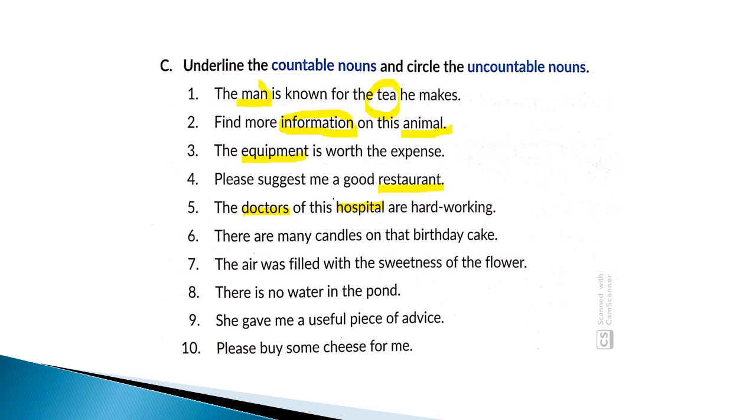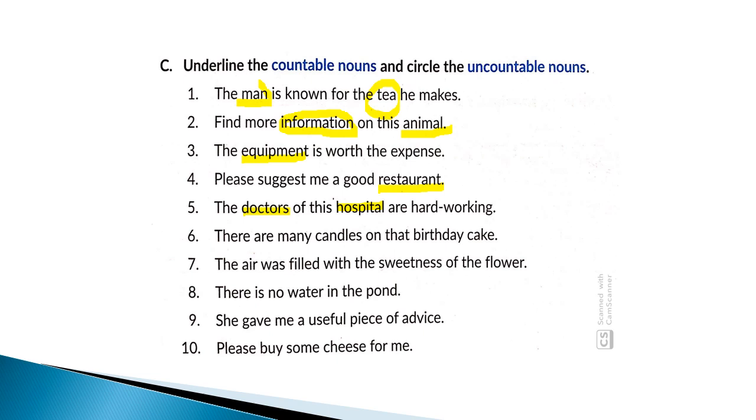You have to underline the countable nouns and circle the uncountable nouns. Here also 10 questions are given. We shall discuss 5 right now and 5 you will do in the book on your own. First, while reading the sentence, we are going to point out what the nouns are in it. The man is known for the tea he makes. So we have two nouns here, man and tea. Man is countable, so we are going to underline it, and tea is uncountable, so we are going to circle it.